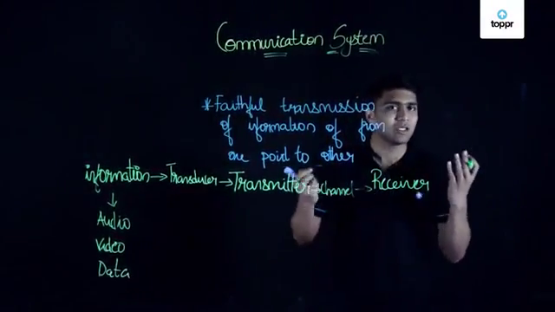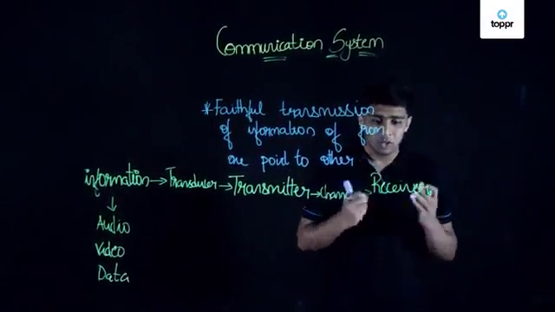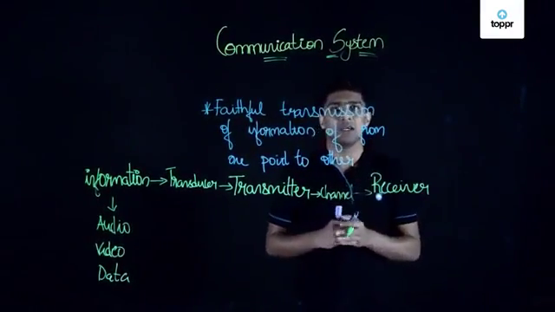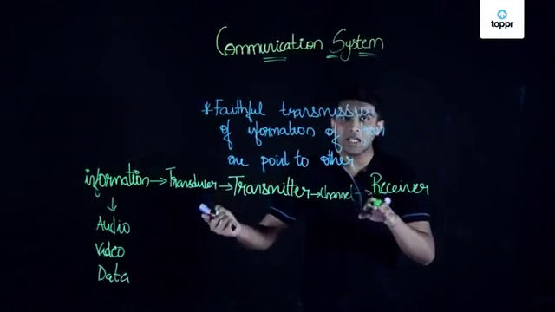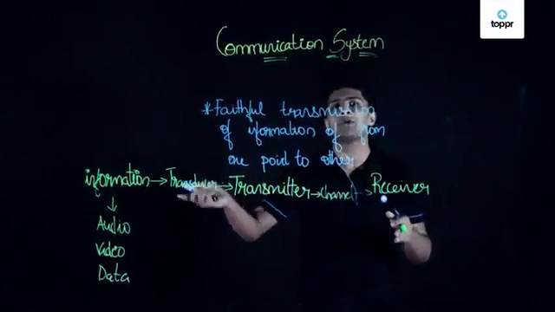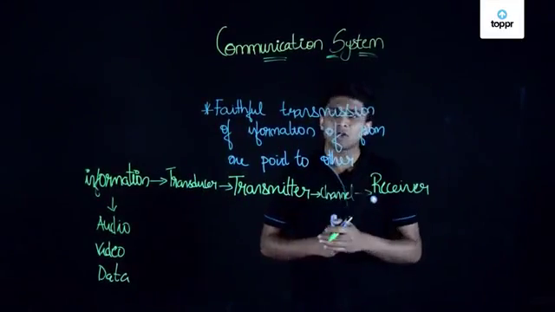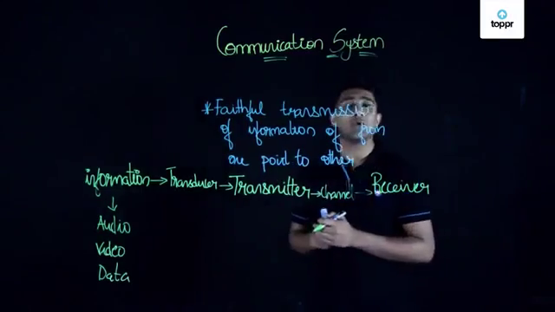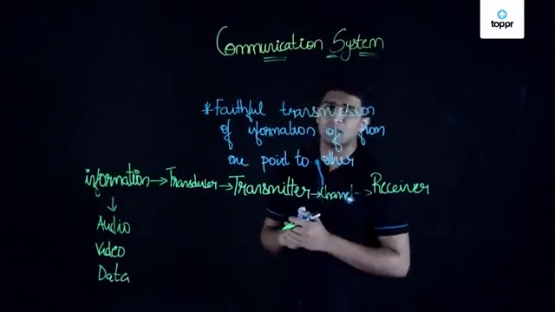Or else what will happen? You just can't even imagine. So at the receiver end also, there will be a transducer which converts the electrical signal carried by the transmitter into the desired input signal. So here also there will be a transducer. So these are the basic units of a communication system.